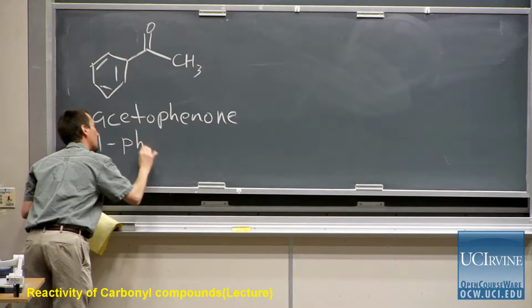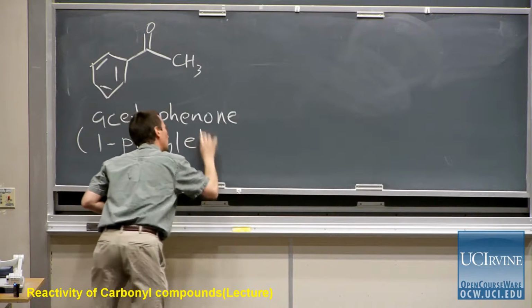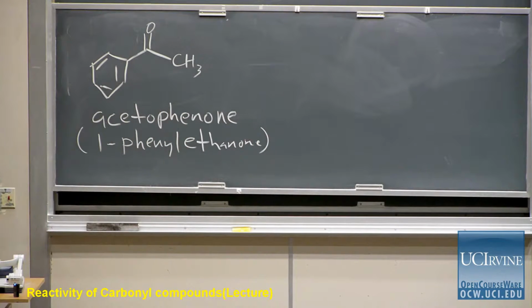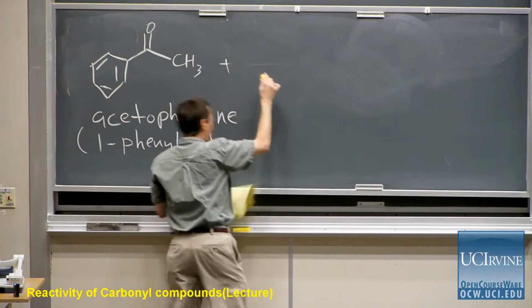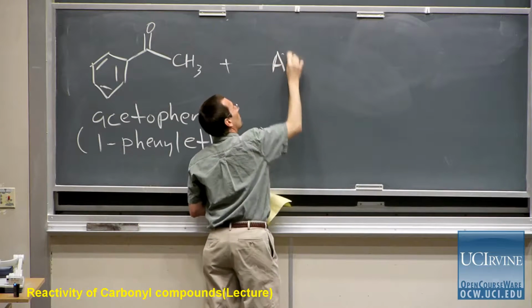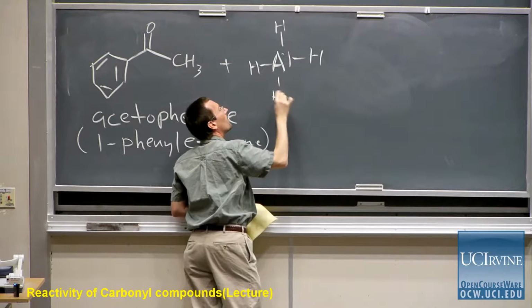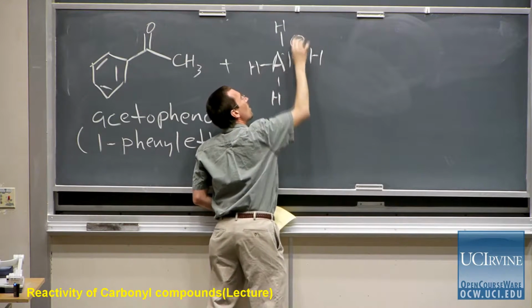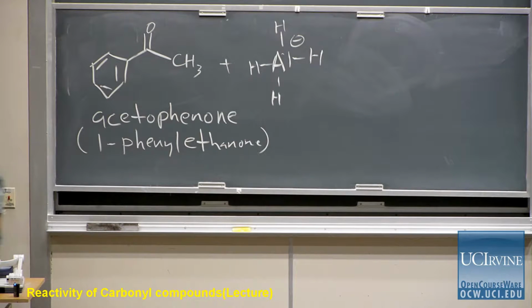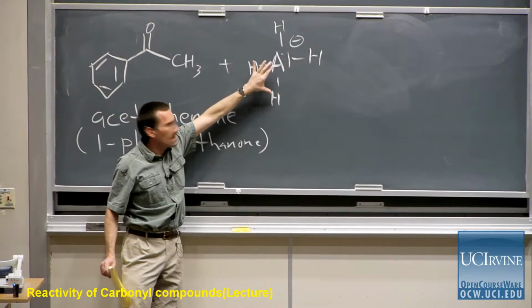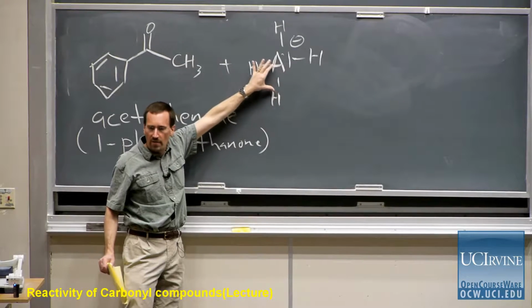So I'll write out the systematic name just as a reminder. But again, the common name is going to predominate. And we're going to imagine treating this compound with lithium aluminum hydride. And now we're going to see how it reacts as hydride anion. As I said, aluminum is more electropositive than hydrogen. The bond between them is covalent, but it's a polar covalent bond.